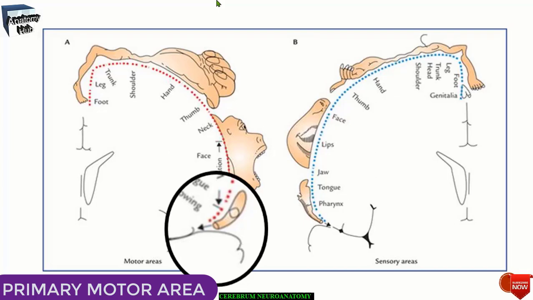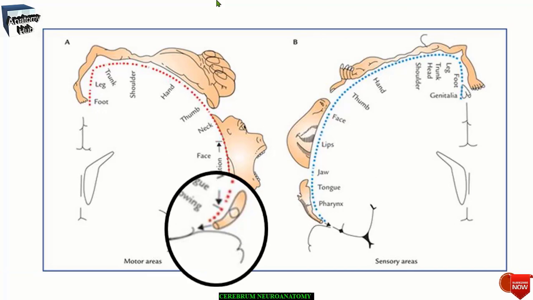A lesion of the primary motor area in one hemisphere produces flaccid paralysis of the extremities of the opposite half of the body, a condition called hemiplegia. The masticatory, laryngeal, pharyngeal, upper facial and extraocular muscles are spared because they are represented bilaterally.